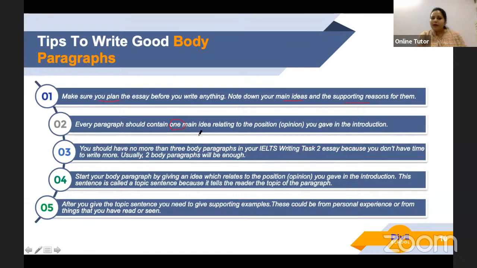Similarly, in the second body paragraph, you will be talking about another main idea and then supporting your main idea with reasons and examples.